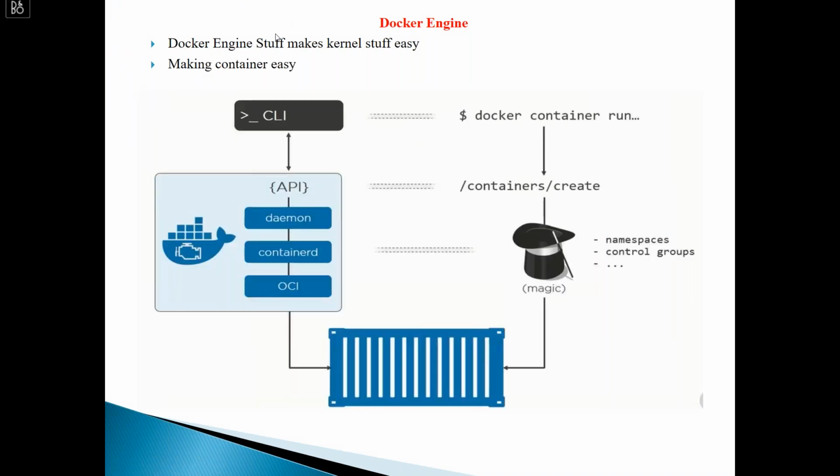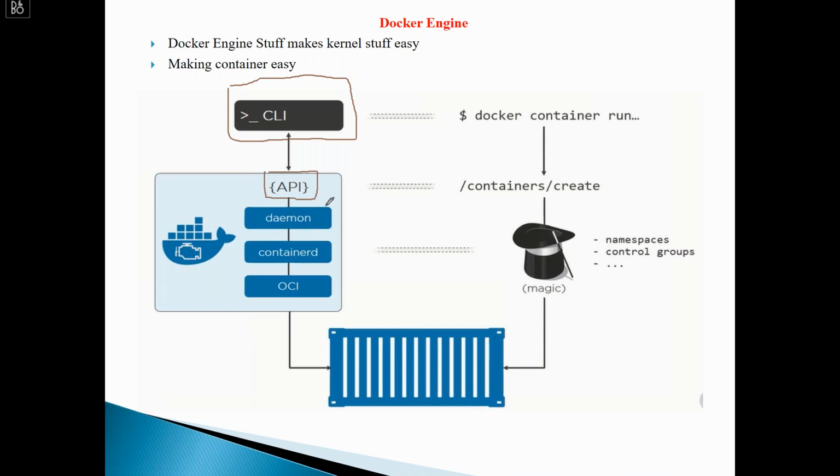Let's understand Docker engine architecture. As I already said, Docker engine stuff makes kernel stuff easy, making containers easily. For example, you are going to install Docker on top of your Linux virtual machine or Mac operating system. It means you are going to work with the CLI, command line interface. Whenever you install Docker, the Docker engine will be installed. There is an API, which stands for Application Programming Interface. The CLI communicates with the help of the Docker API.